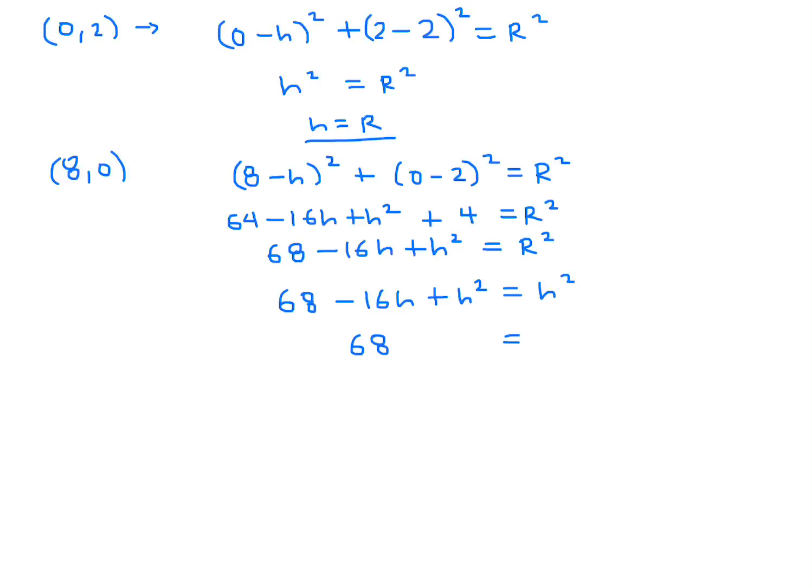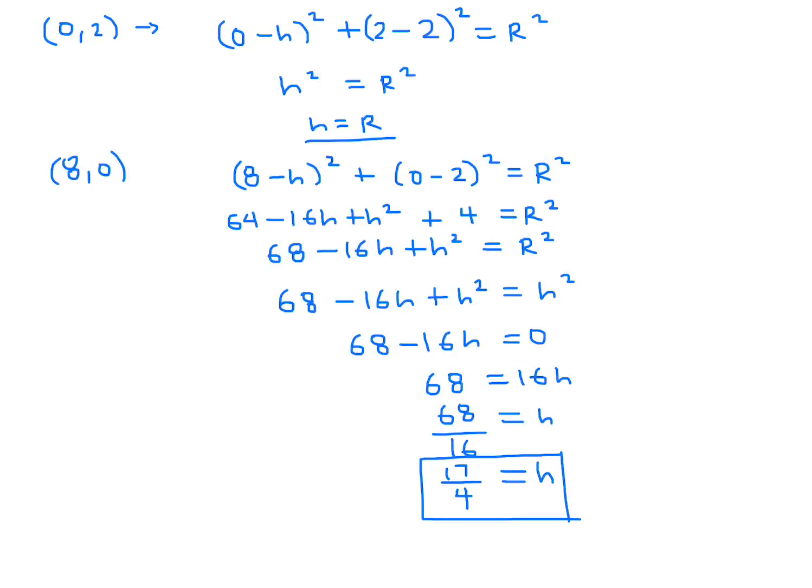So all you're left with is 68 minus 16h is equal to 0. 68 is equal to 16h, and therefore h is equal to 68 over 16. So that was what, 34 over 8, which is 17 over 4. Right, like that. I basically divided top and bottom by 4.